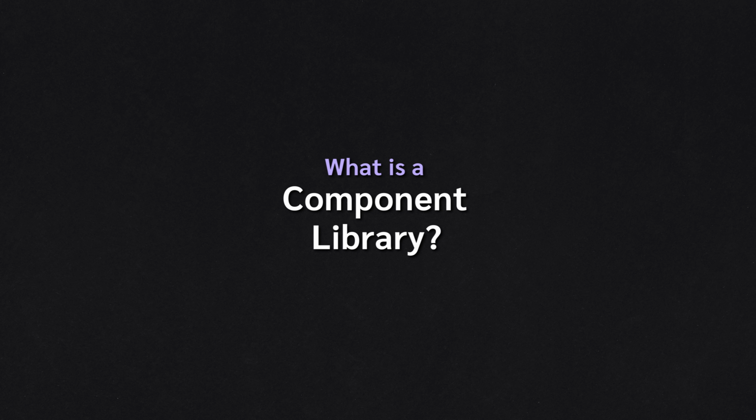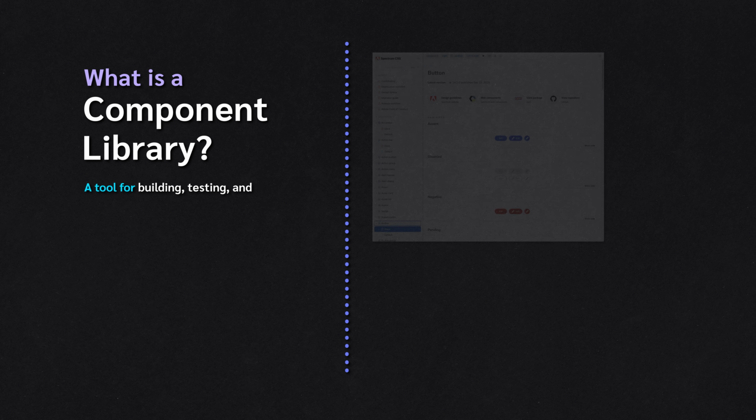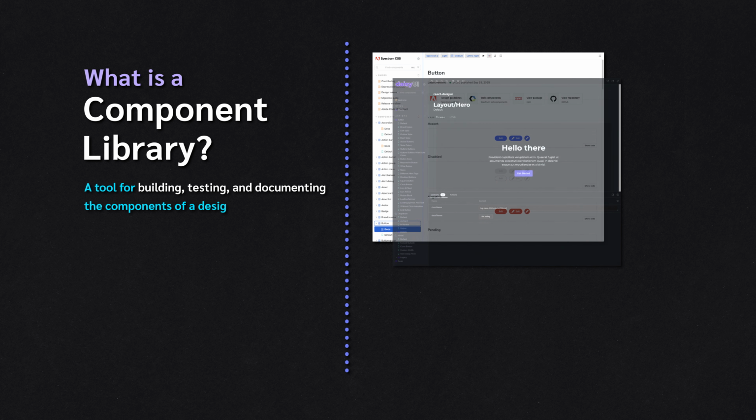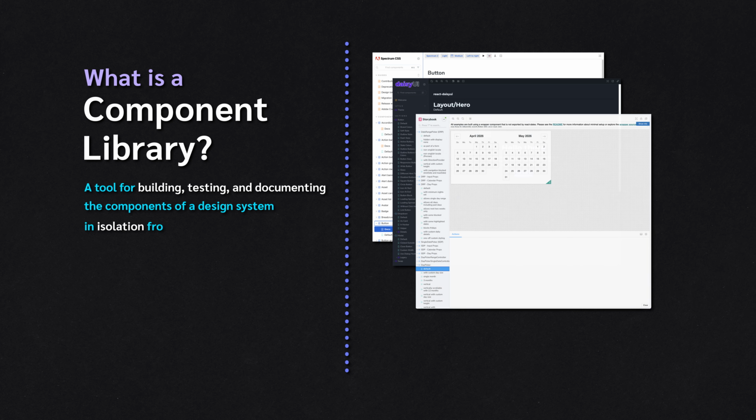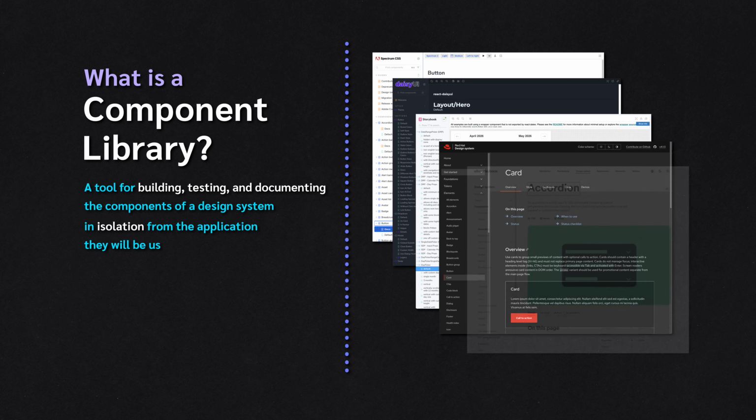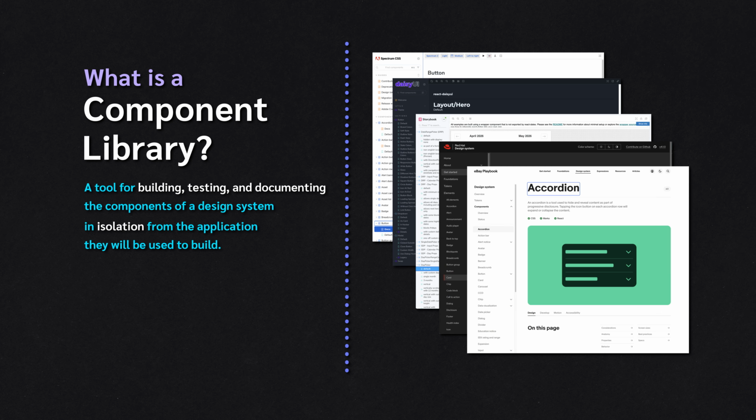What is a component library? A component library is a tool for building, testing, and documenting the components of a design system in isolation from the applications they will be used to build. The library consists of front-end code and documentation about how to use that code, and it is used primarily by developers.